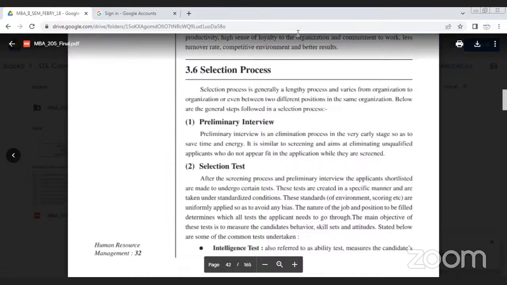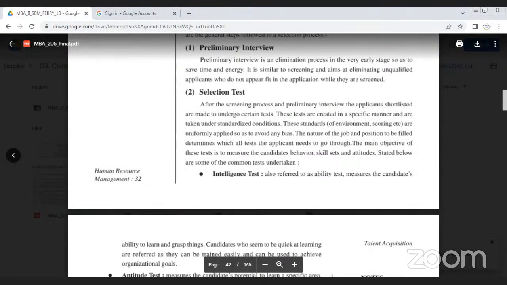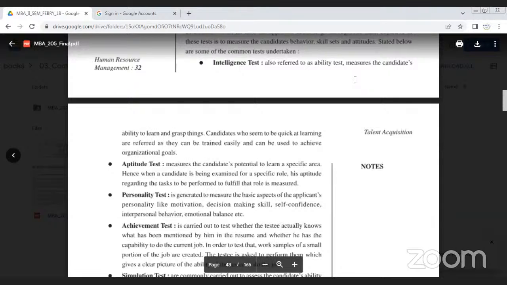Intelligence test. In the selection tests, the first is the intelligence test. The intelligence test, also referred to as an ability test, measures the candidate's ability to learn and grasp skills. Candidates who seem to be quick at learning, as they can be trained easily, can be used to achieve organization goals.